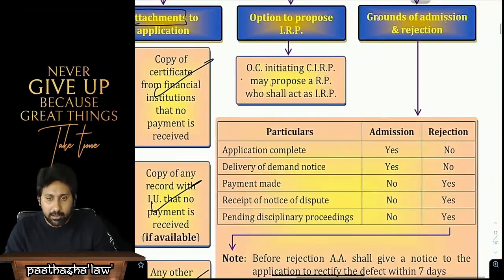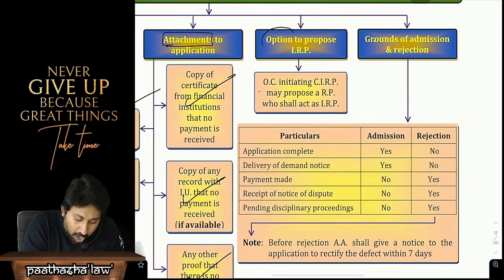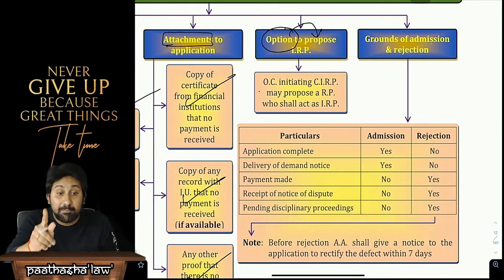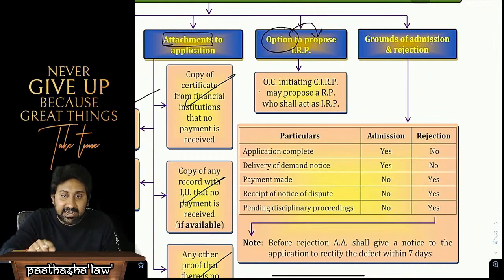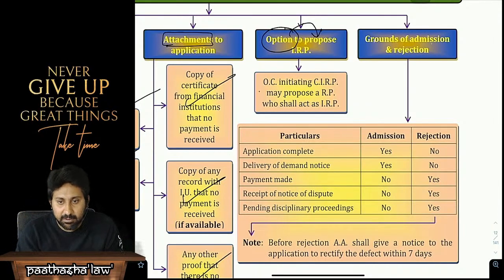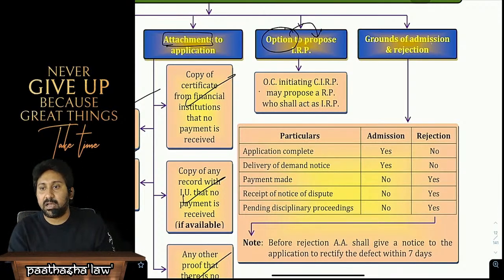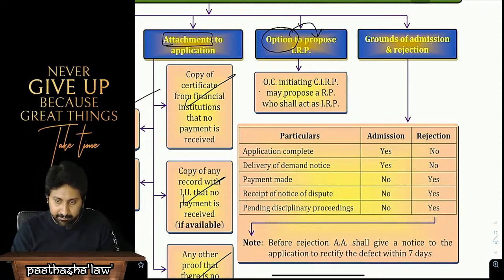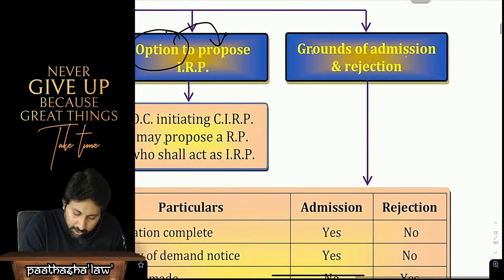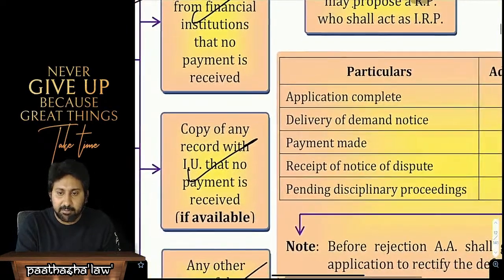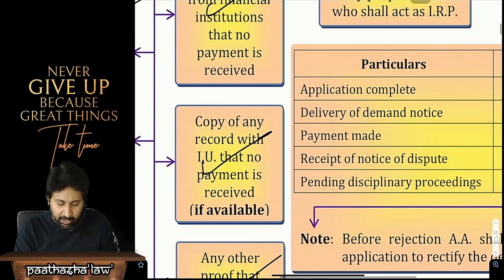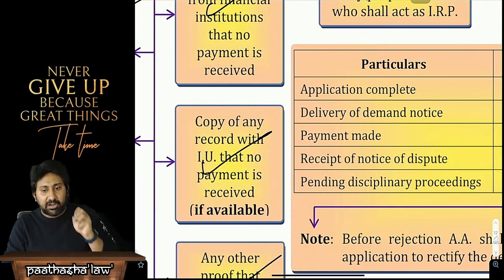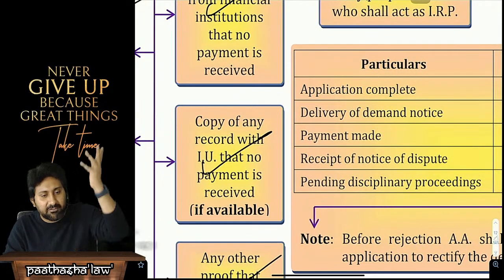Next, after that, you have an option to propose an IRP. It is mandatory to propose by FC and CD, but it is optional for operational creditors. It is 100% optional whether to propose the name of an RP or not. Next, grounds of admission, grounds of rejection of petition. When will the application be admitted, when will the application be rejected? Common sense. 5 points. If you understand these 5 points, it is more than enough for the exams.